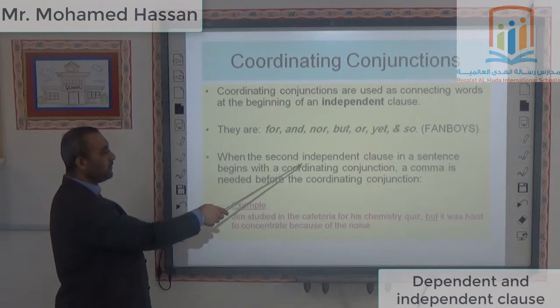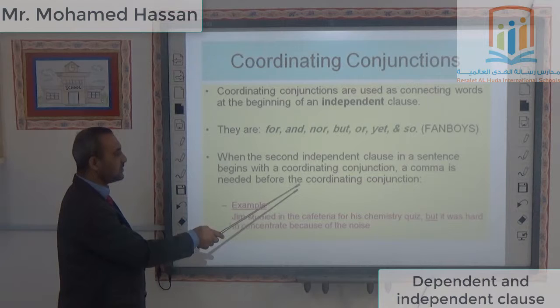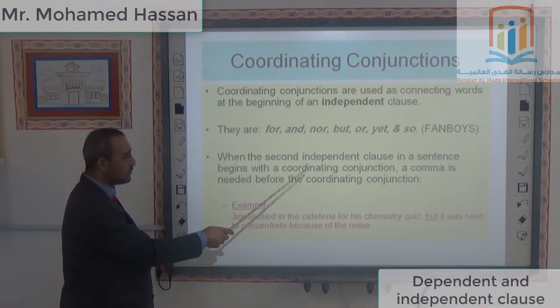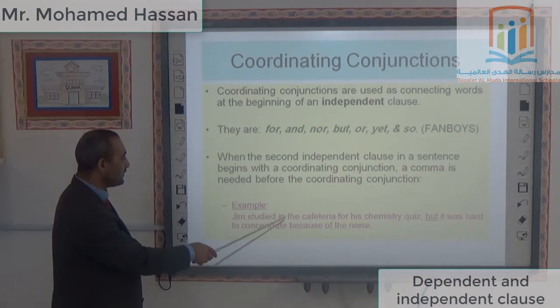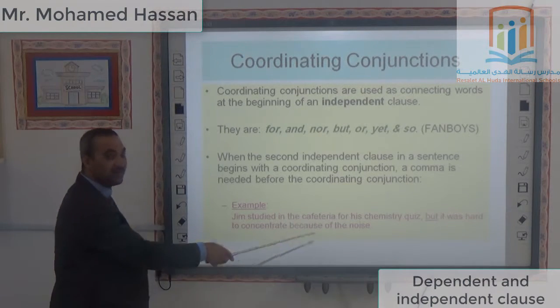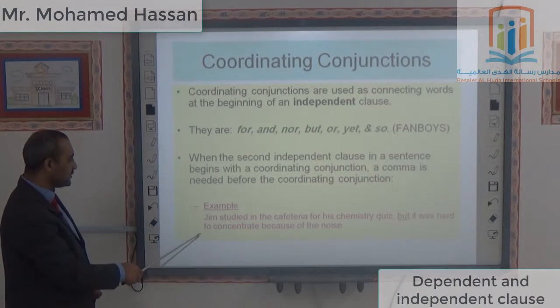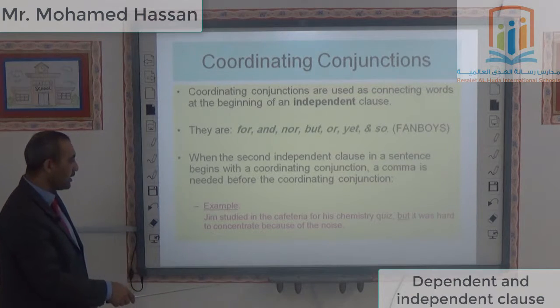When the second independent clause in a sentence begins with a coordinating conjunction, a comma is needed before the coordinating conjunction. Look at this example. Jim studied in the cafeteria for his chemistry quiz, comma, but it was hard to concentrate because of the noise. Okay?